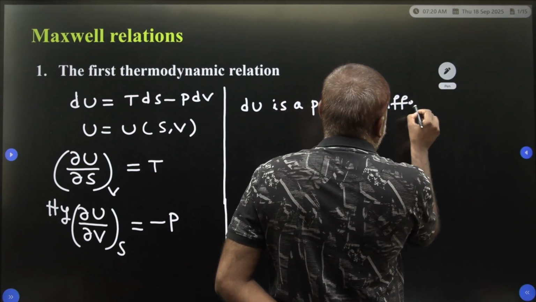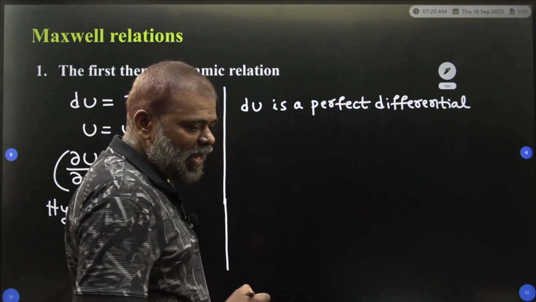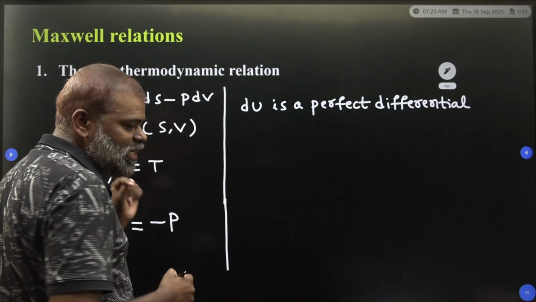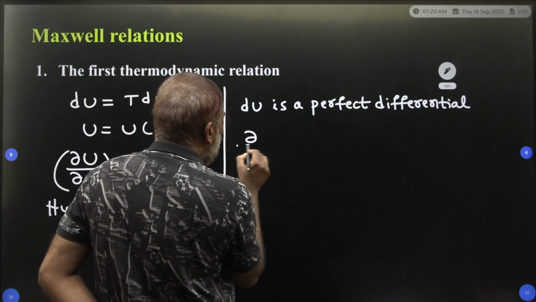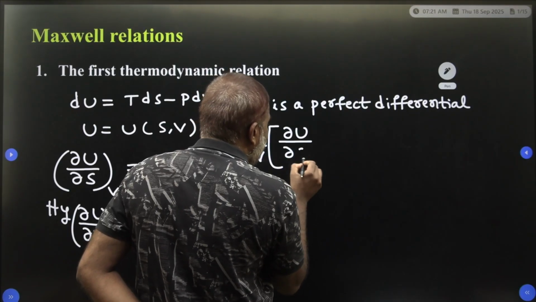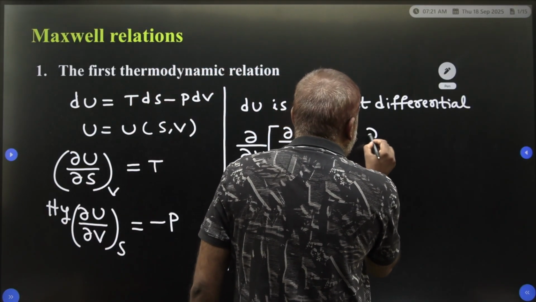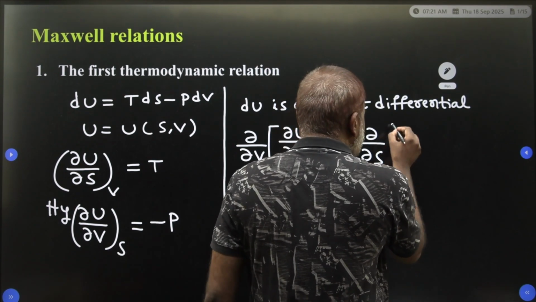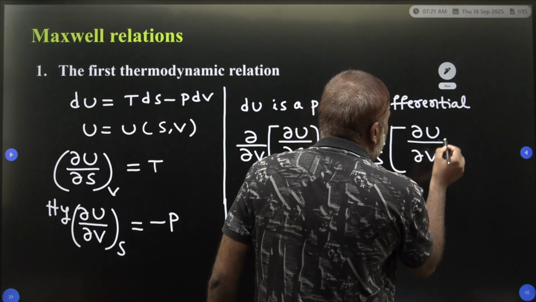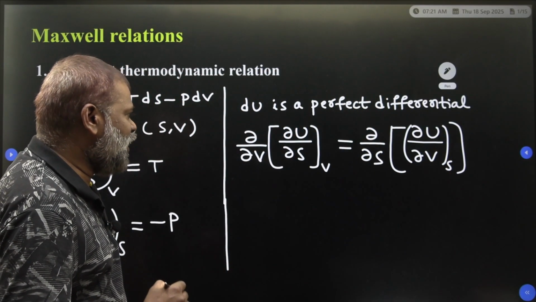Since dU is a perfect differential, we have to apply the condition. ∂/∂V of (∂U/∂S at constant volume) is equal to ∂/∂S of (∂U/∂V at constant entropy).